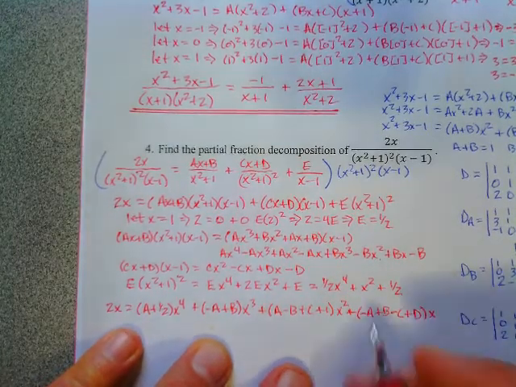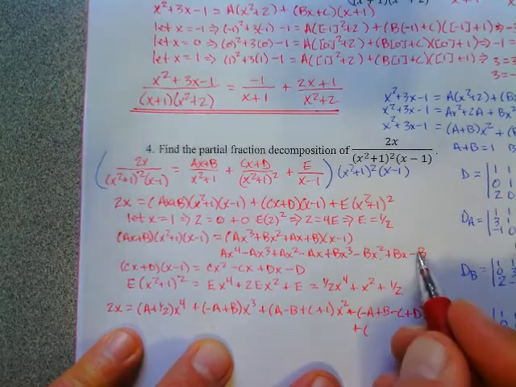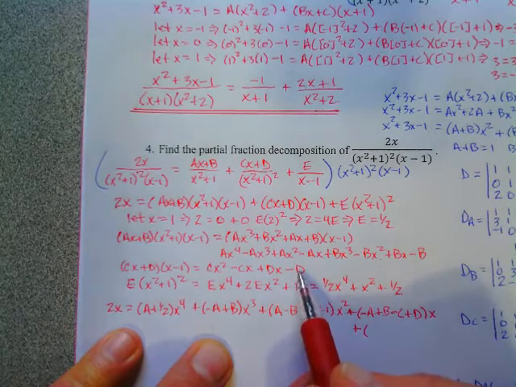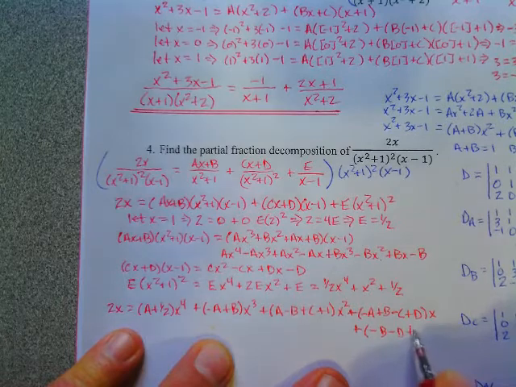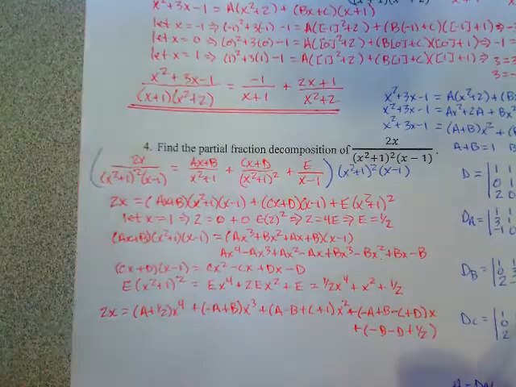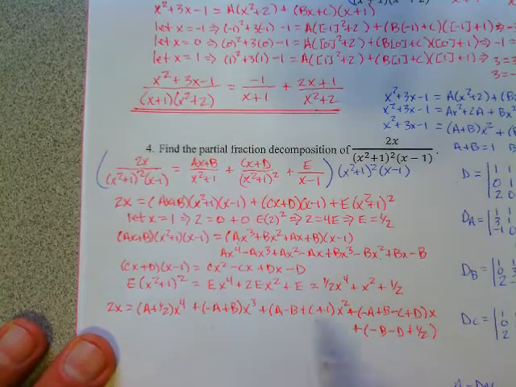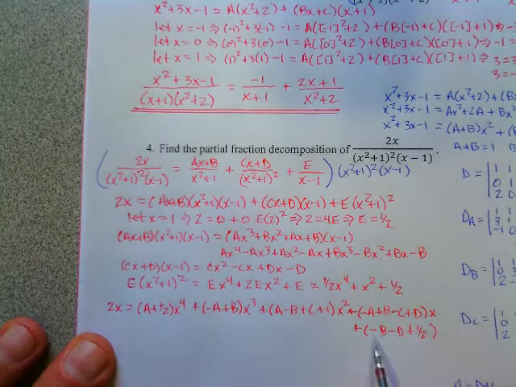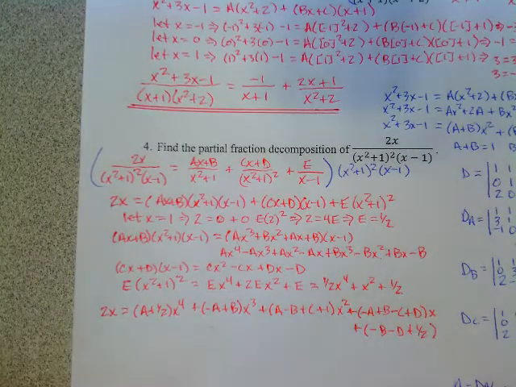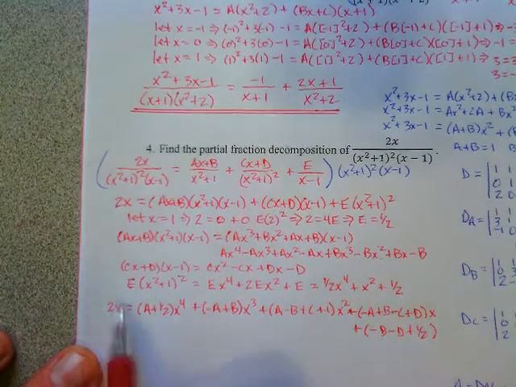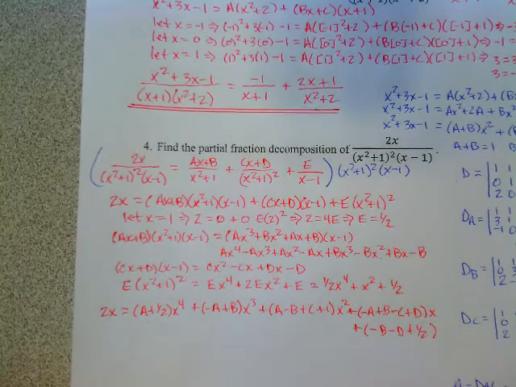And then no x's. And I'll just put it right down here. We've got a minus b, minus d, and a plus 1/2. And that's the part that doesn't have any x's. So the x fourth, x cubed, the x squared, the x's, and so forth. Now, please note, all we got on this side is the 2x. There is no x to the fourth, so that part has to equal 0.